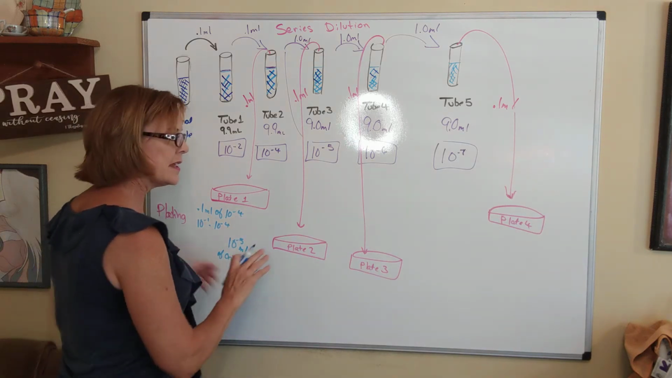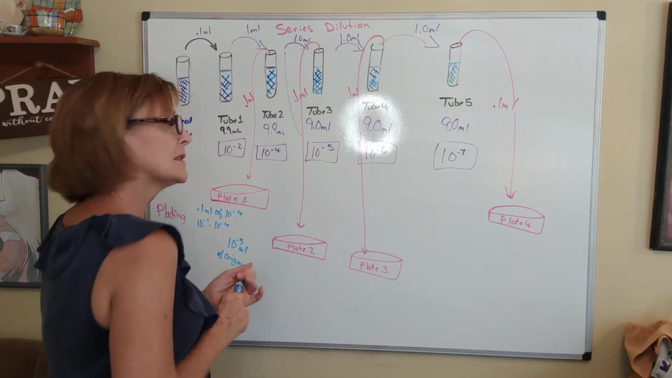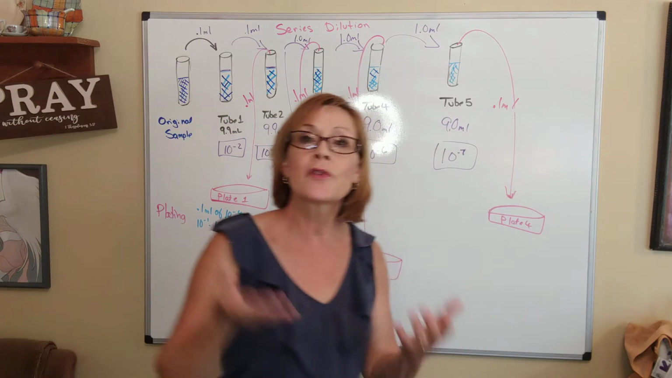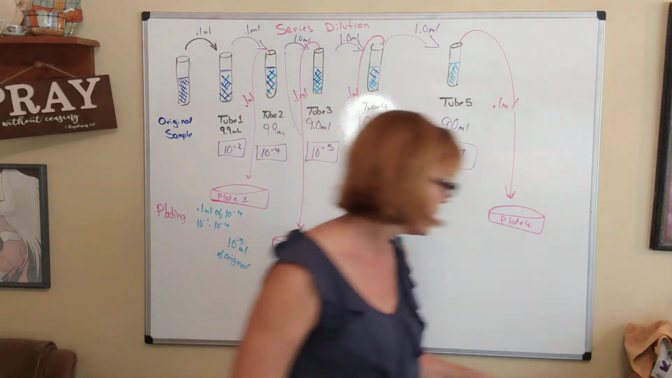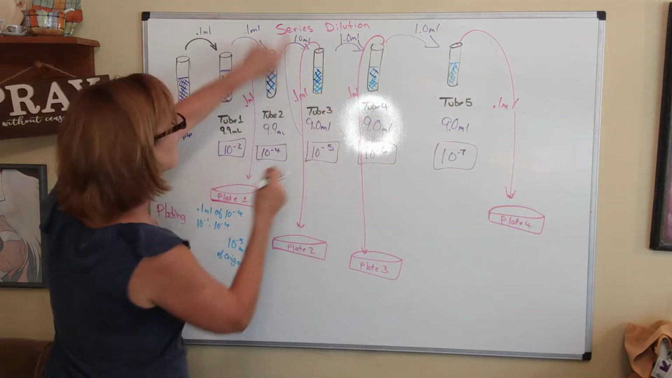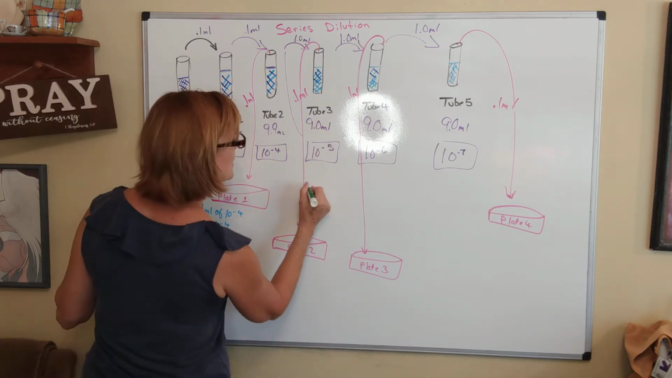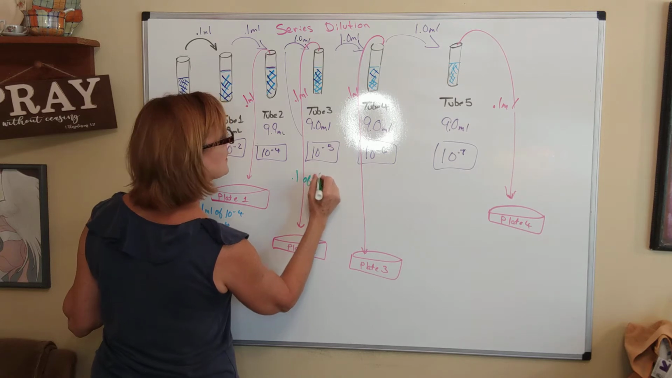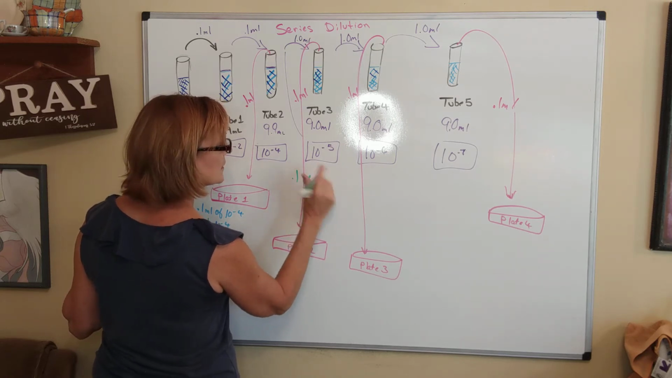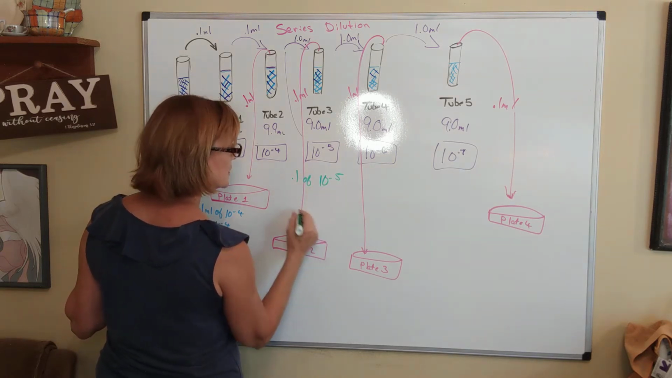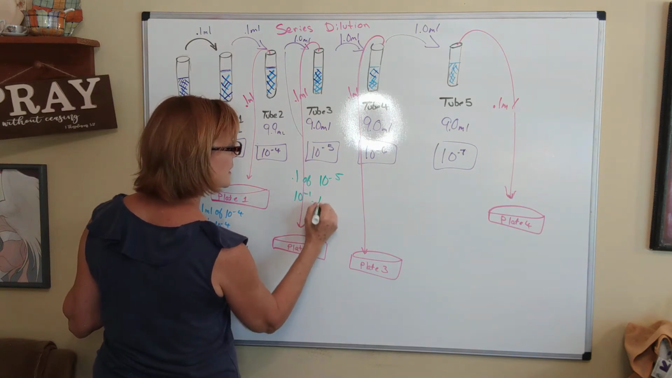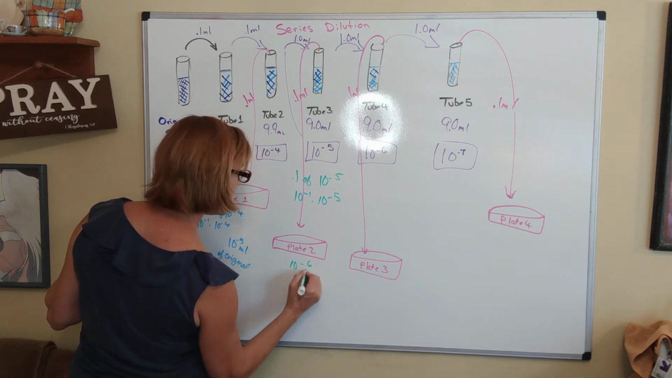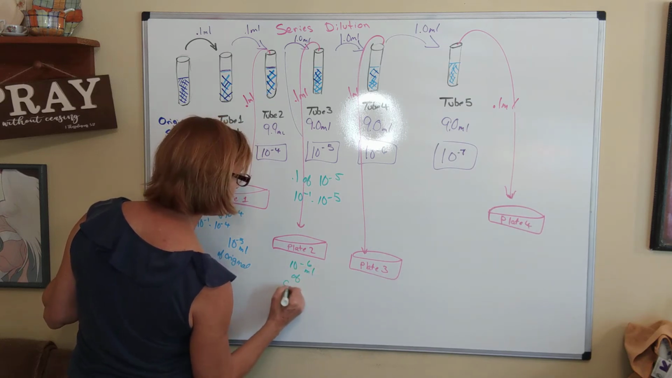All right, plate 2, I'll do that in a different color. I'll do it in green. It's the same process though. For plate 2, we're taking 0.1 milliliters, but from which test tube? So we're taking 0.1 milliliters from test tube 3. So this is going to be 0.1 of 10 to the negative 5. So that's really 10 to the negative 1 times 10 to the negative 5, which gives us 10 to the negative 6 milliliters of the original.